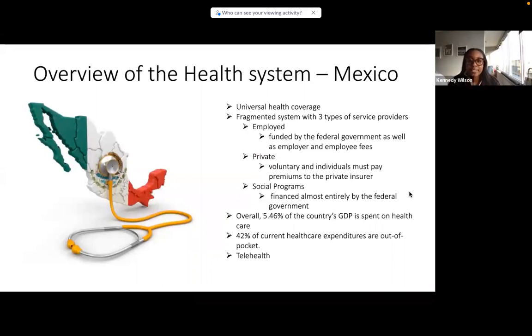And just a few facts: 5.4% of the country's GDP goes towards healthcare, but almost half of those current healthcare expenditures are out of pocket. They also have a very extensive telehealth program, which is innovative in a way for people to receive healthcare visits virtually or online.